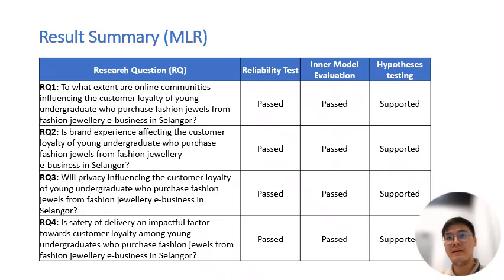And this is the result summary. We can say that the reliability test is all passed, the model evaluation is all passed, and therefore all the hypotheses are supported. In other words, yes, indeed, online communities, brand experience, privacy, and safety of delivery have impact on customer loyalty among young undergraduates. So it's very important.